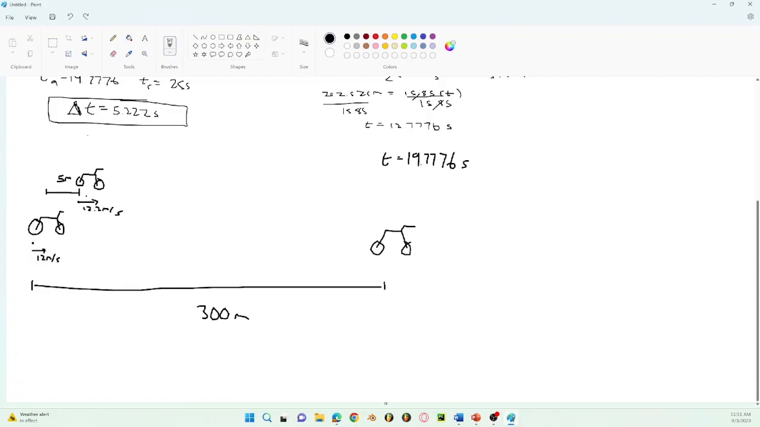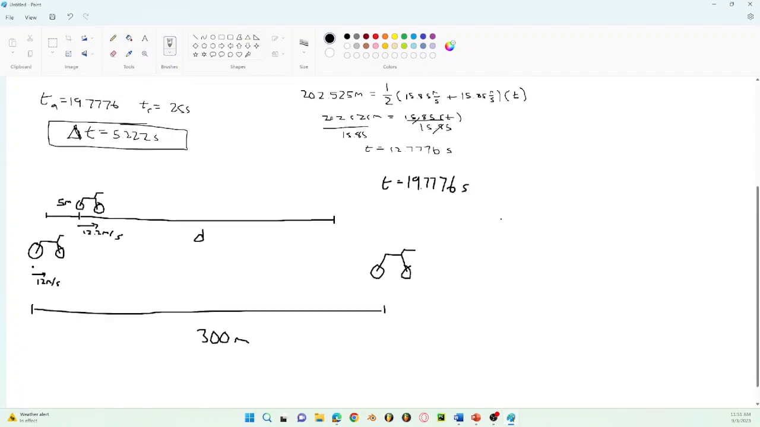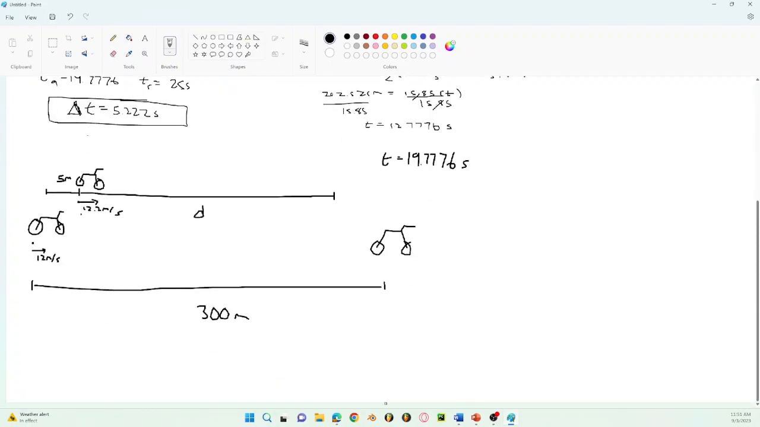So 19.7776 seconds later, they covered this distance, and let's use a kinematic formula. We have the speed at which they're traveling, the time that they're traveling. This sounds like the simple velocity, I mean, x is equal to velocity times time. Not x, d, well, x, d, whatever you want to use, this distance.